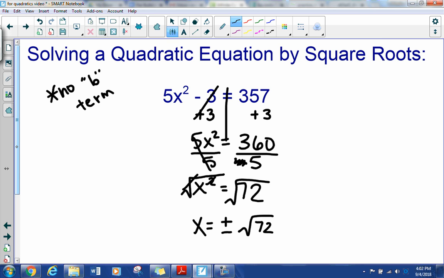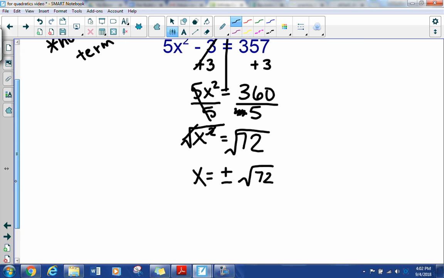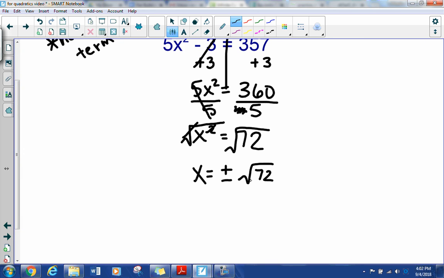Now back to the square root of 72. The square root of 72 is not perfect, meaning it doesn't give us a whole number answer, but in our last unit we learned how to simplify square roots like this. I could break this down to be 8 times 9, and 8 would break down to be 2 and 4. 2 is prime, but 4 breaks down to be 2 and 2. 9 breaks down to be 3 and 3.